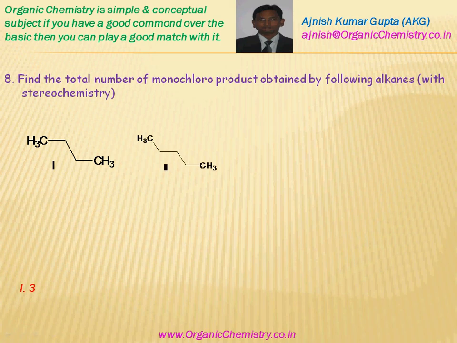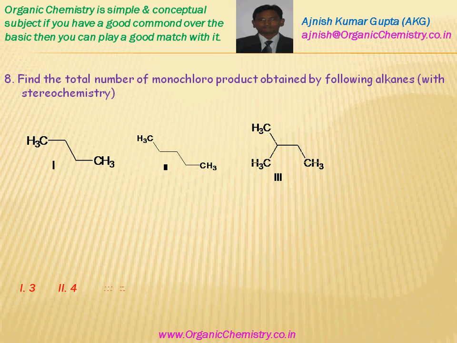For pentane, the answer is 4. 1 for this position, 2 for this position because of DL mixture, and again 1 for this position because ethyl groups are same over this position. So this carbon is not chiral, but this carbon is chiral. So answer is 4. For this molecule, carefully analyze.